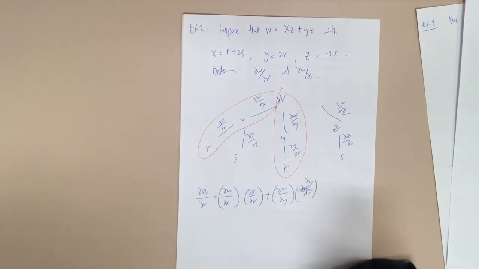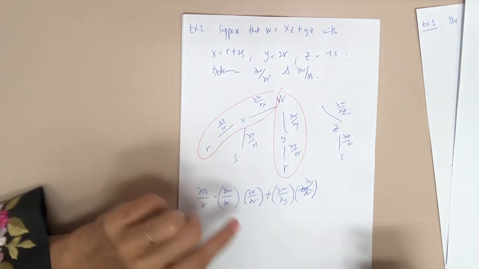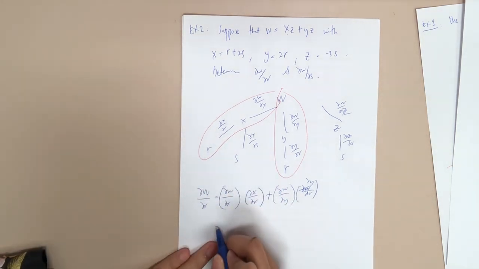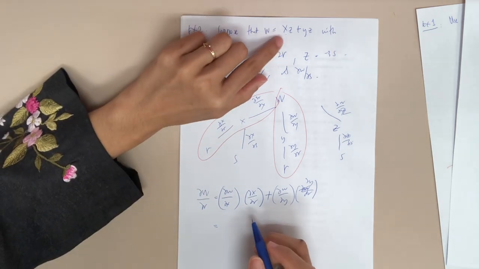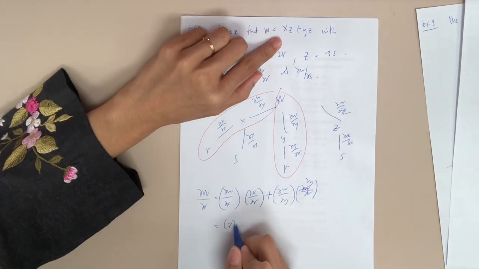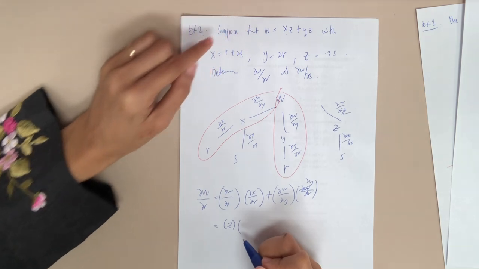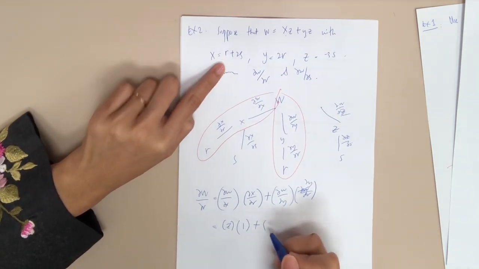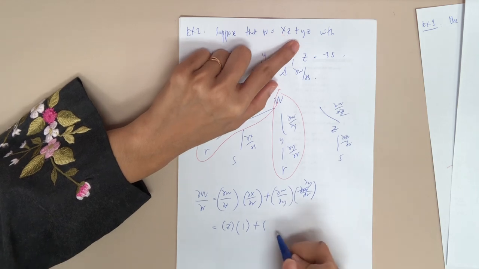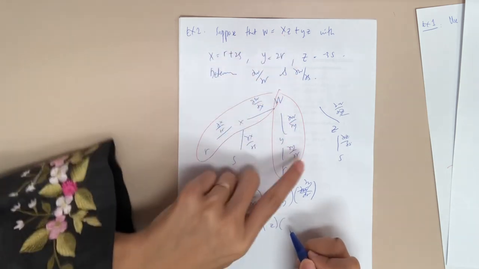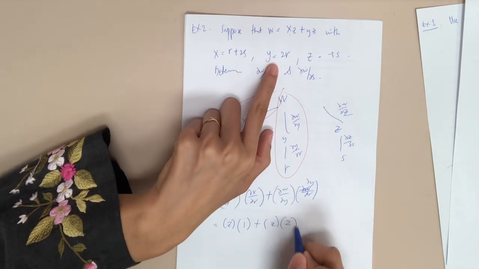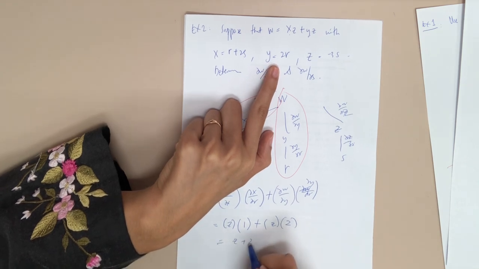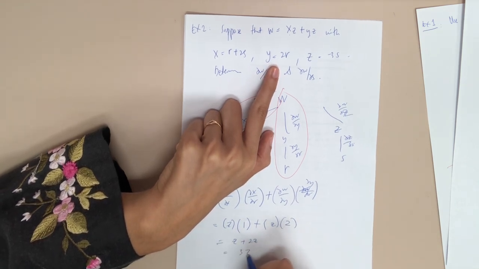Okay, alright. So now you need to find all these four terms. So dw/dx is equal to z. dx/dr, only one. dw/dy will be z. dy/dr, so it will be 2. Okay, z plus 2z is equal to 3z.